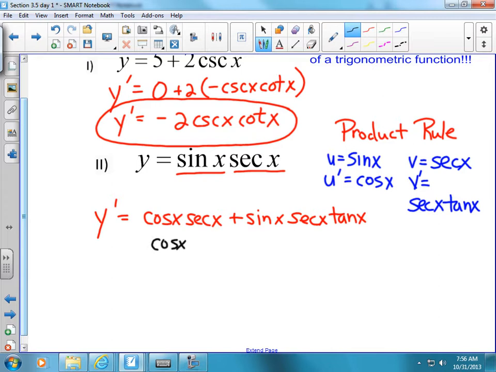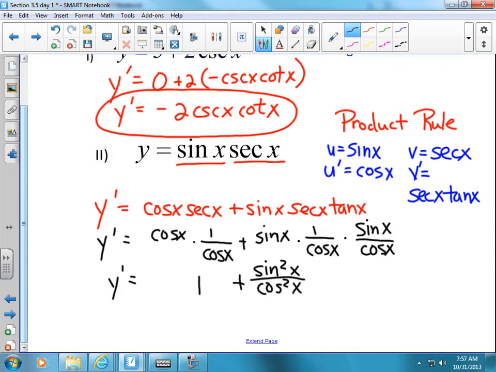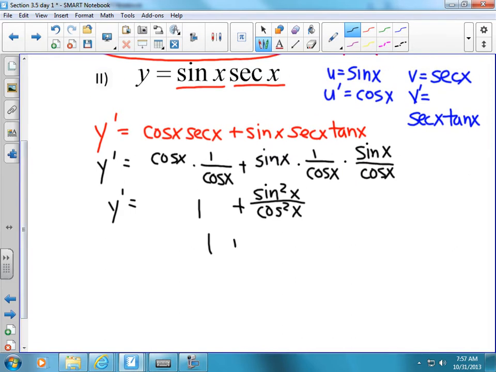This is cosine. This is 1 over cosine. So that looks like a 1 to me. Don't forget your trig definitions. This is a sine. This is a 1 over a cosine. And this is a sine over a cosine. So we have 1 plus sine times sine is sine squared over cosine squared. Wow, this is getting better and better. This looks like 1 plus tangent squared of x.